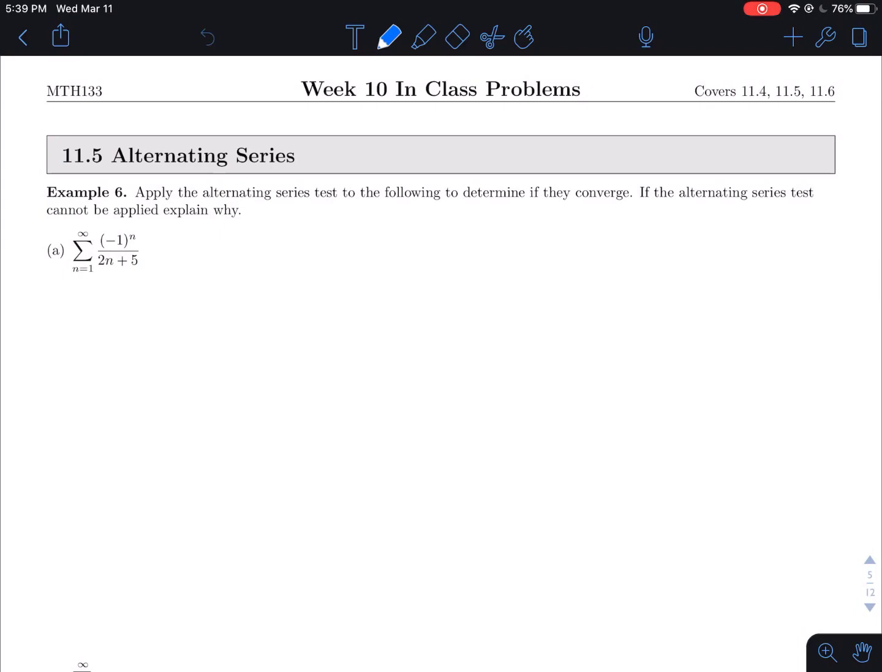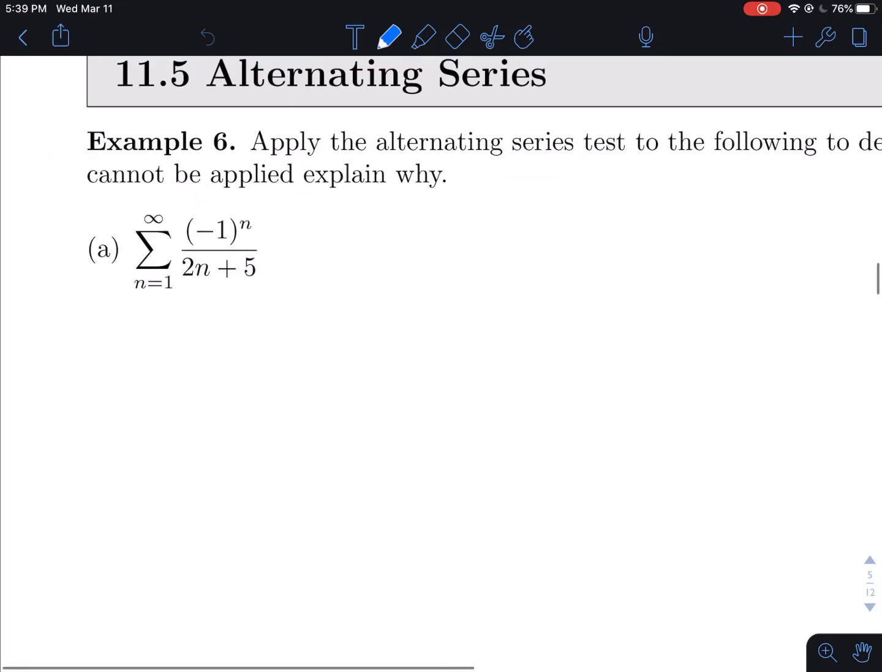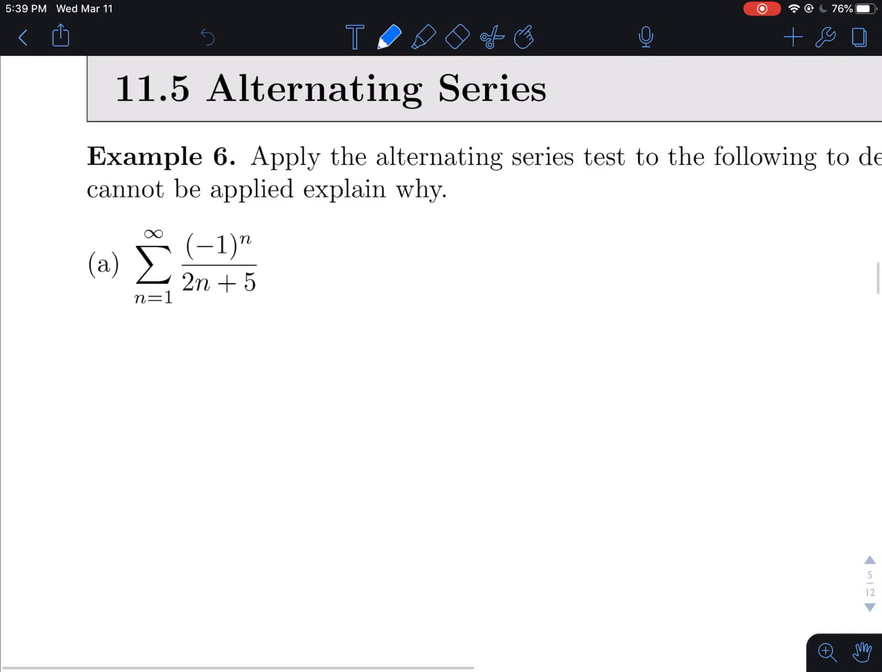So this is week 10, and again, here are my new problems that I'd like to talk about in this video. So starting off with example number 6 here, apply the alternating series test to the following to determine if they converge. If the alternating series test cannot be applied, explain why. So here's my first one, and okay, we know that there are some conditions in order for the alternating series test to work, right? It doesn't work for any old series.